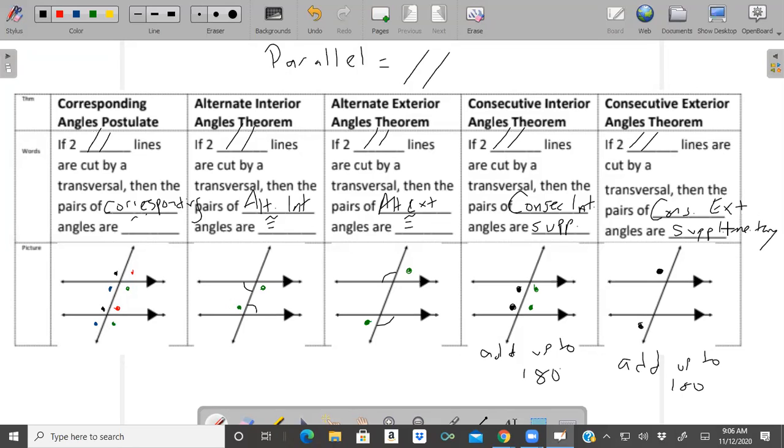They are supplementary. That also means that these two angles over on this side, here and here, are supplementary. That means they add up to 180 degrees. All right. Any questions on these theorems or what you guys can see right here?